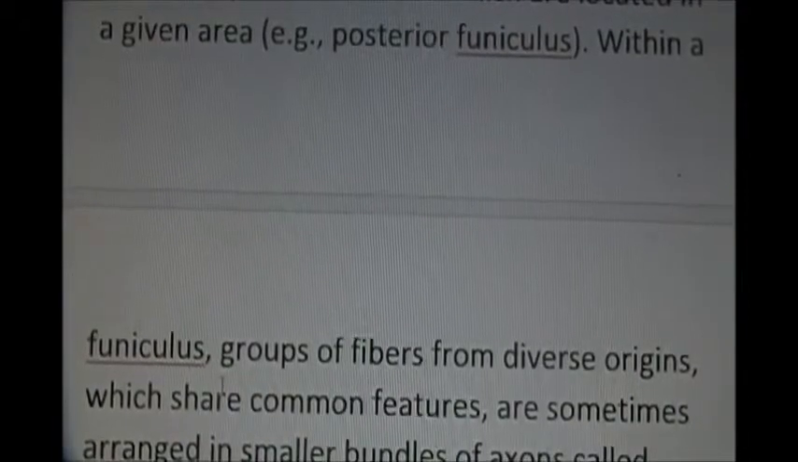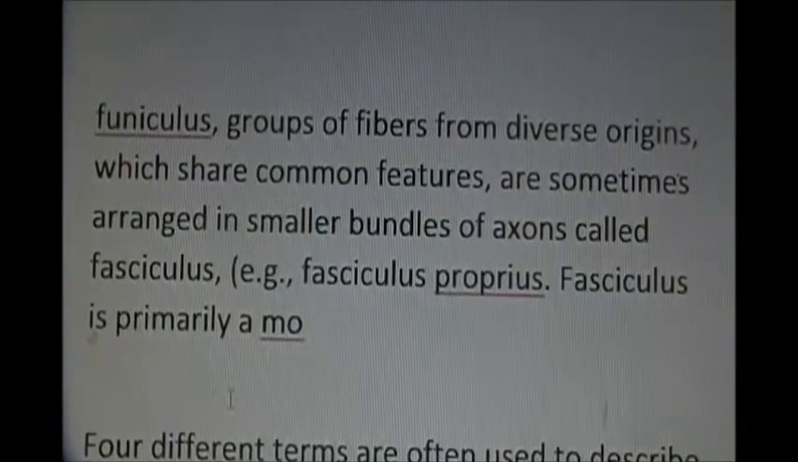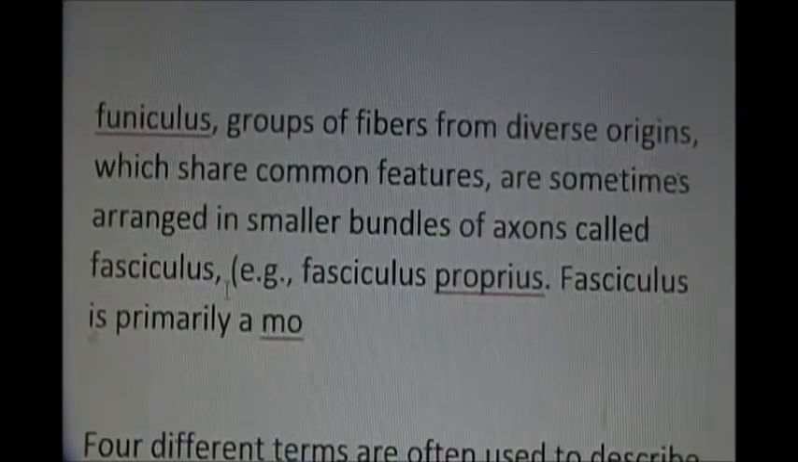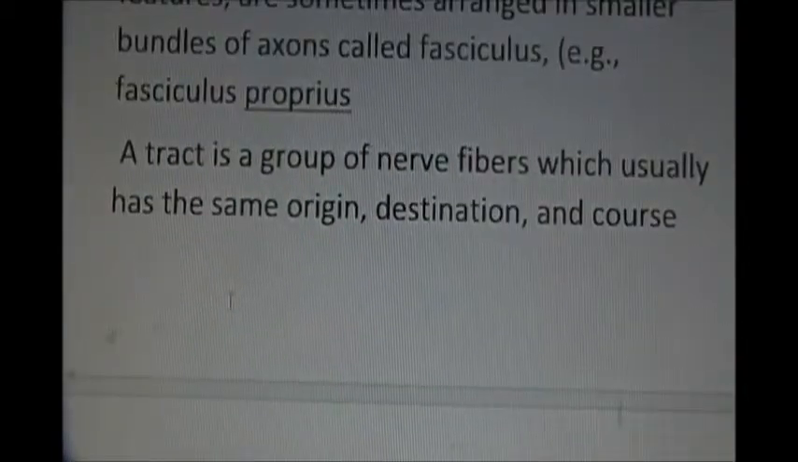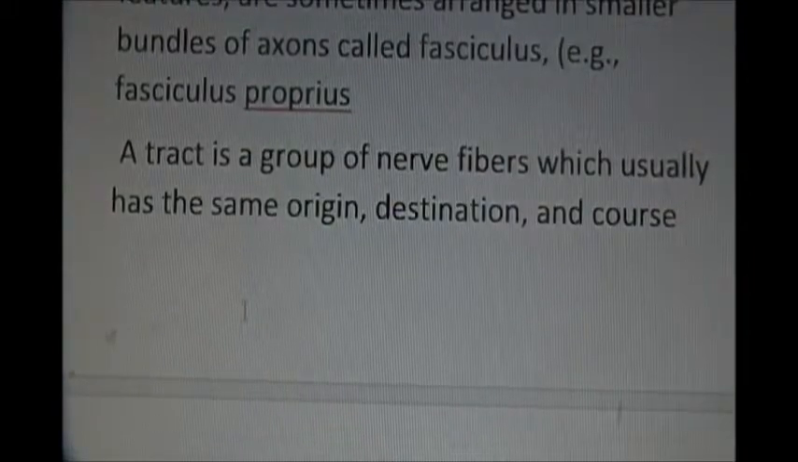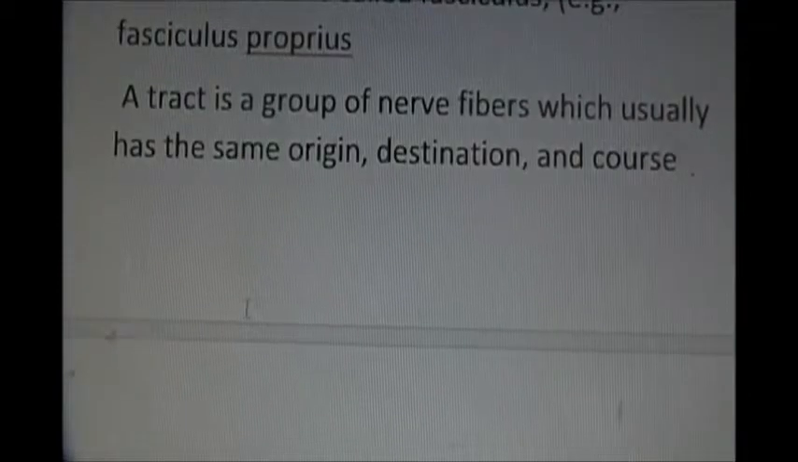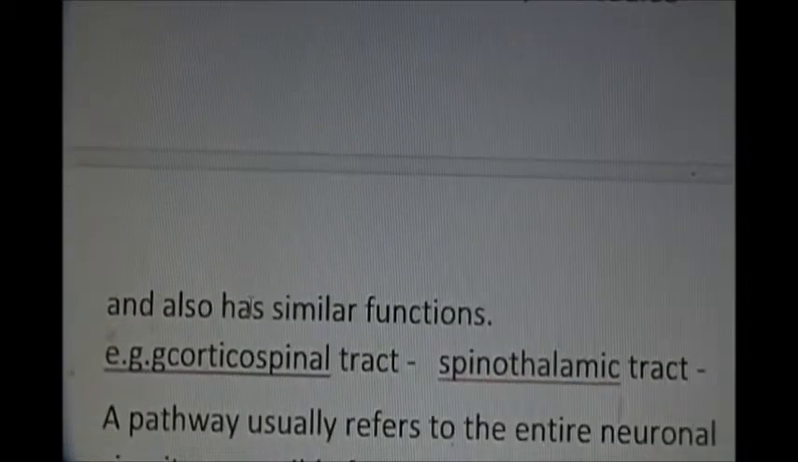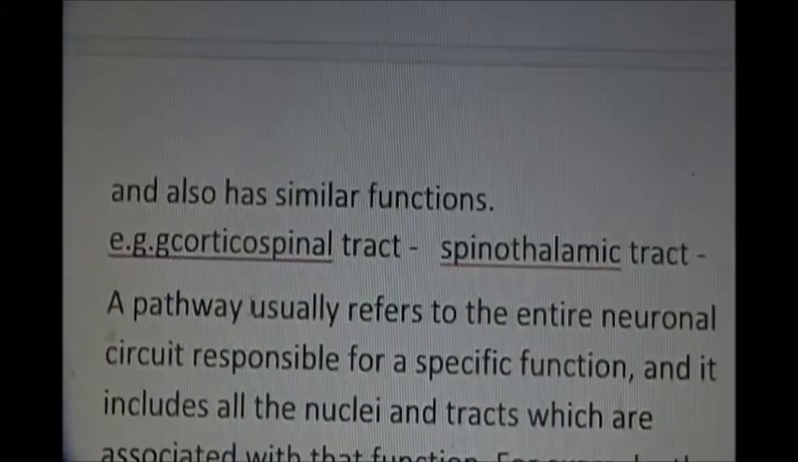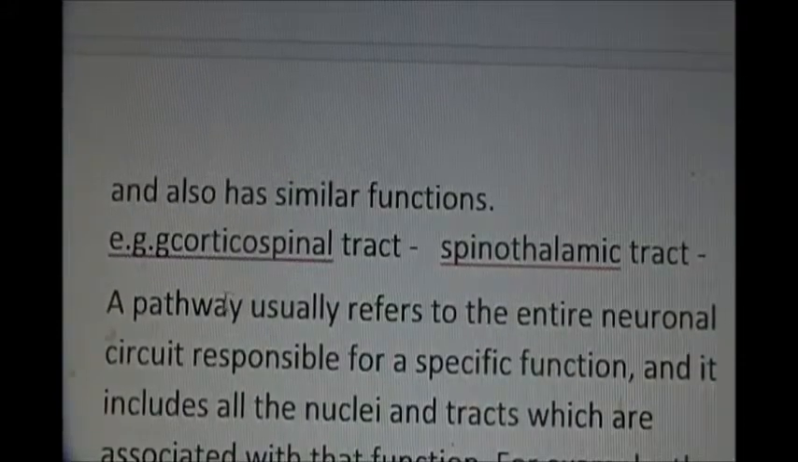What is a fasciculus? Within a funiculus, a group of fibers from diverse origin which share common features are arranged in small bundles of axons. This is known as fasciculus. And what is a tract? A tract is a group of nerve fibers which usually have the same origin, destination and course, and also have similar functions. For example, corticospinal tracts or spinothalamic tract.